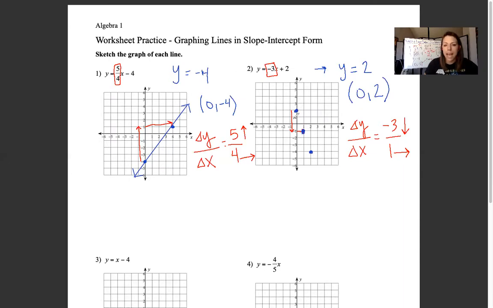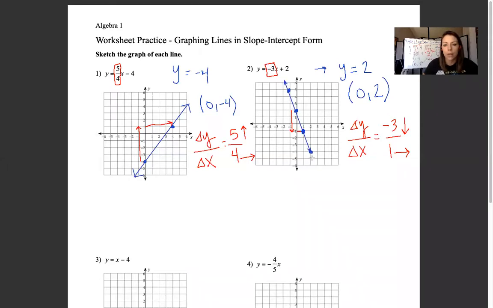But I can't go down to get to that fourth point up here. So in other words, I can reverse the direction to find that fourth point. Instead of going down 3, I can also go up 3. And instead of going right 1, I can go left 1. And that leads me to that fourth point, because I like to find all possible points on the line.